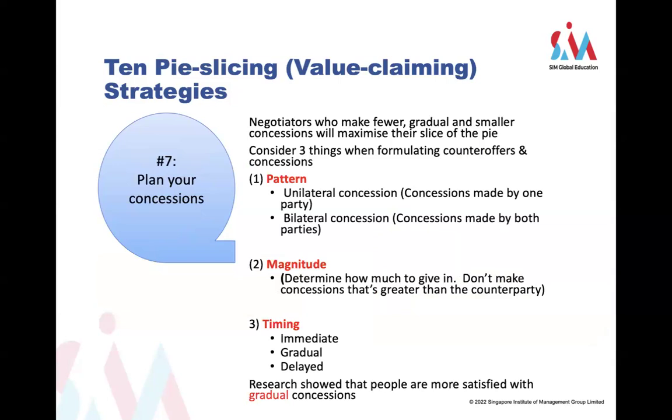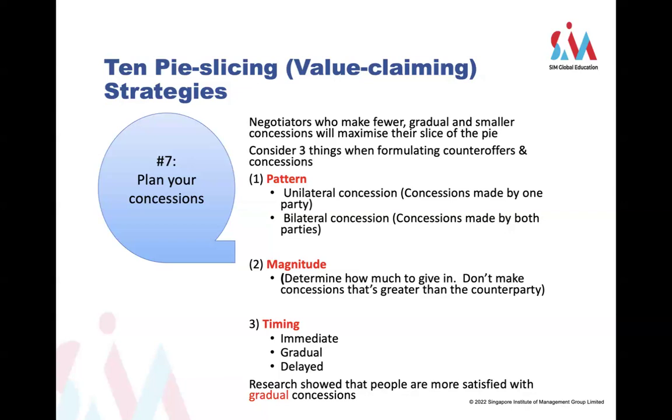Number 7, plan your concessions. Yesterday, we looked at concession. Concession means discount, the discount that you give each other. Now, negotiators who make fewer, gradual, and smaller concessions will maximize their share of the pie. Now, 3 things to consider: pattern. Is it a unilateral concession? The word uni means one. That means concession made by one party. Bilateral concession means two. The word bi means two. Okay, bilateral concession means concession made by both parties.